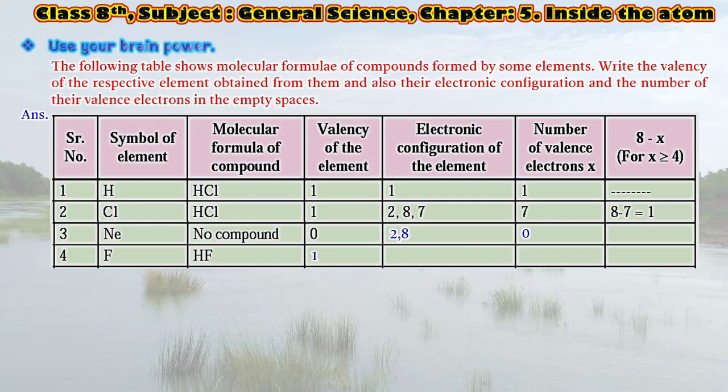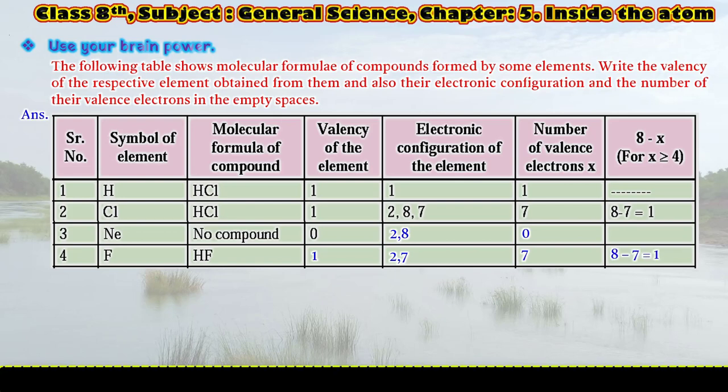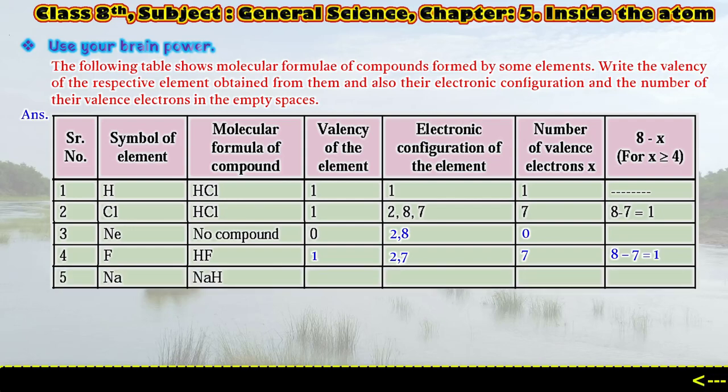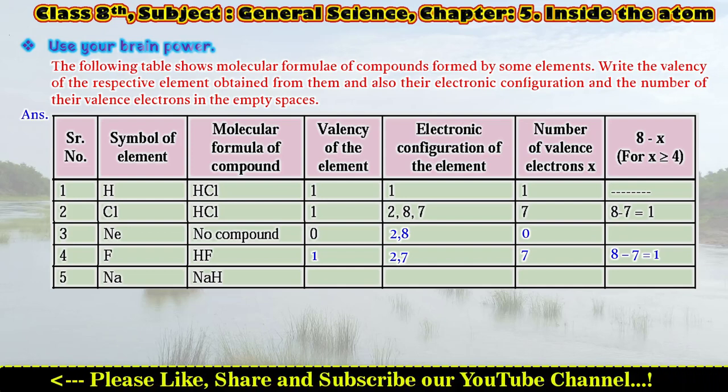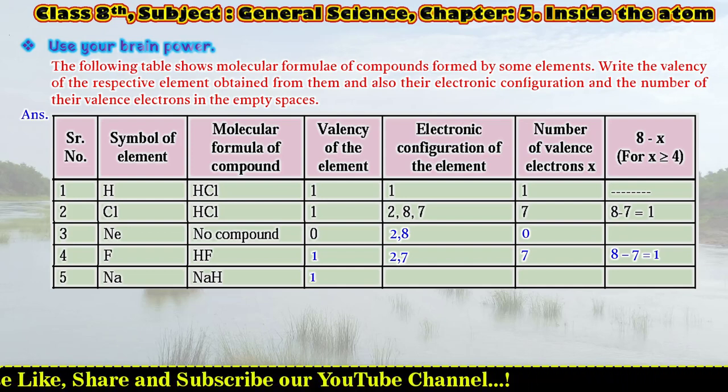Electronic configuration of the element is 2 and 7. Number of valence electrons X is 7. Its valency calculation is 8 minus 7 is equal to 1. Symbol of element is capital N small a. Molecular formula of compound is NaH. Valency of the element is 1.